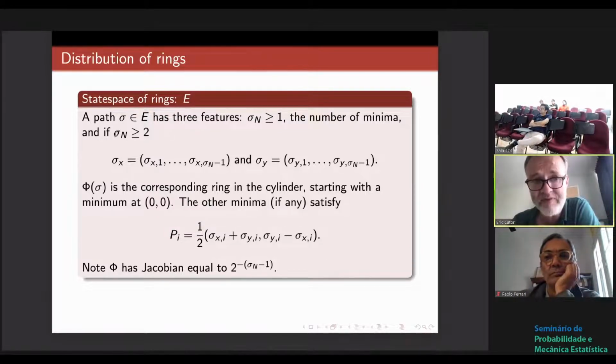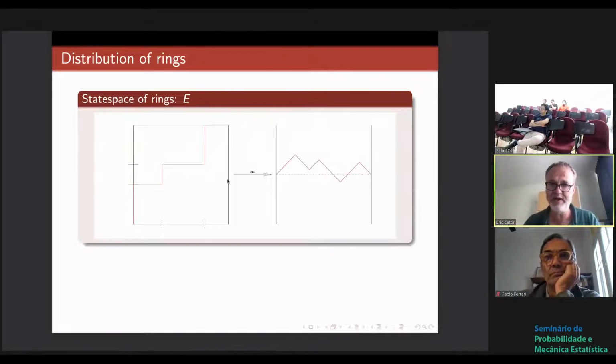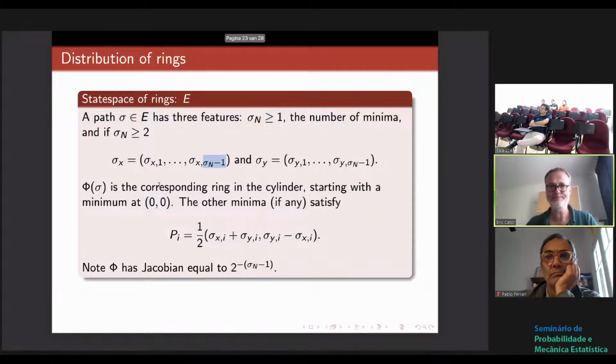And then if you have indeed 2 or more minima, then you get sigma n minus 1 points on the x-axis and sigma n minus 1 points on the y-axis, just like in this picture here. So here sigma n is 3, and that's why you get 2 points on the x and 2 points on the y. Okay. And then phi sigma, that's the corresponding ring in the cylinder that starts with a minimum at 0, 0, and then it follows this path and you get the ring.